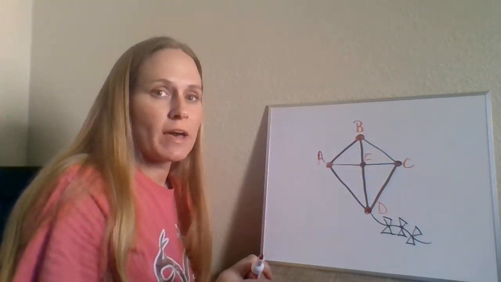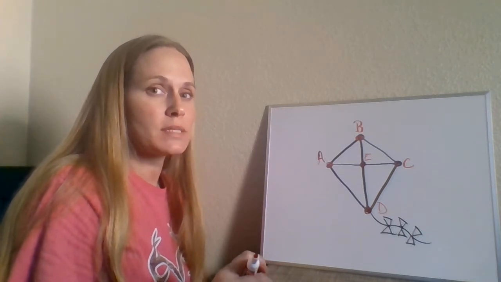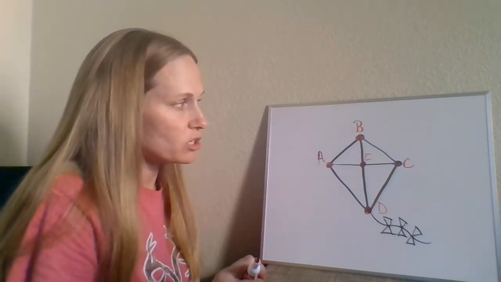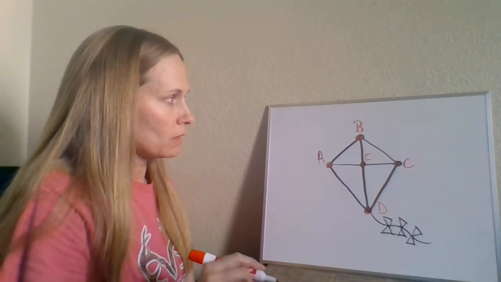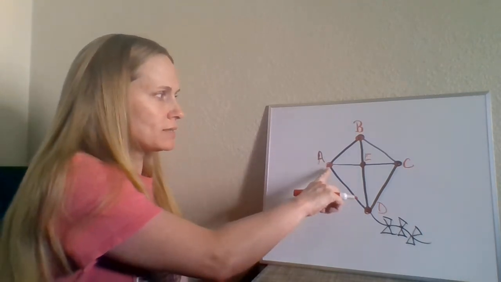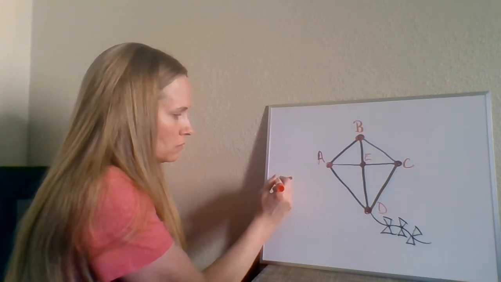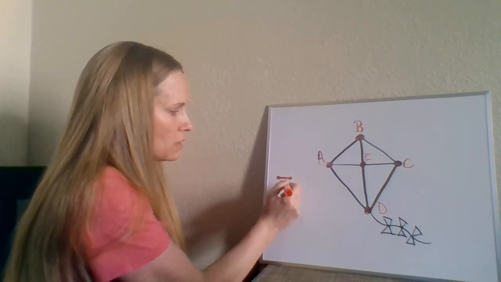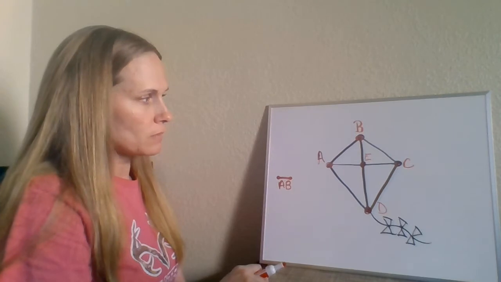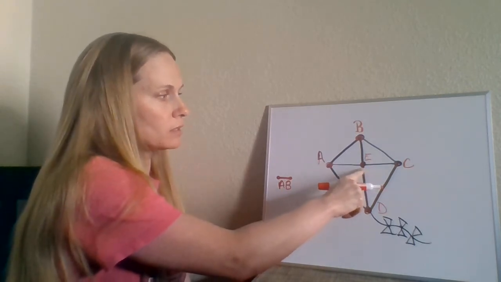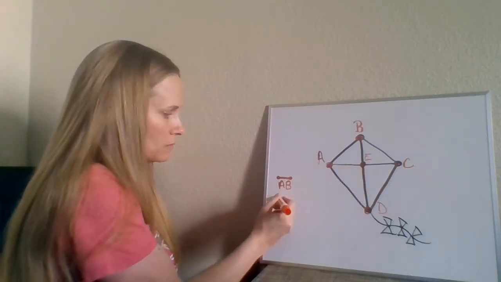Okay, so now if I ask you to identify some line segments, I'm sure that you could come up with many. One that I see is line segment AB. Line segment AB. I also see line segment EC.